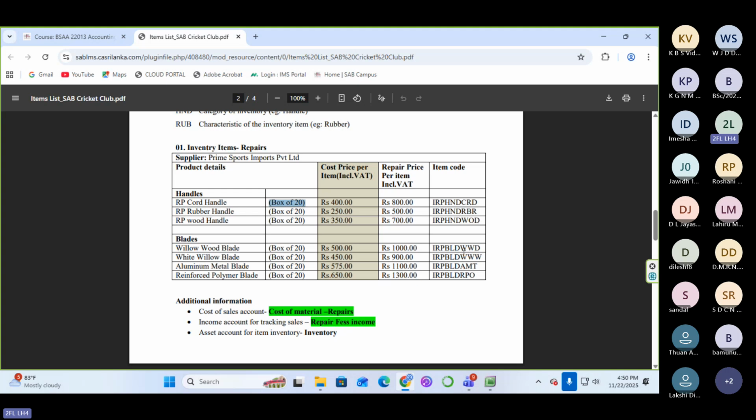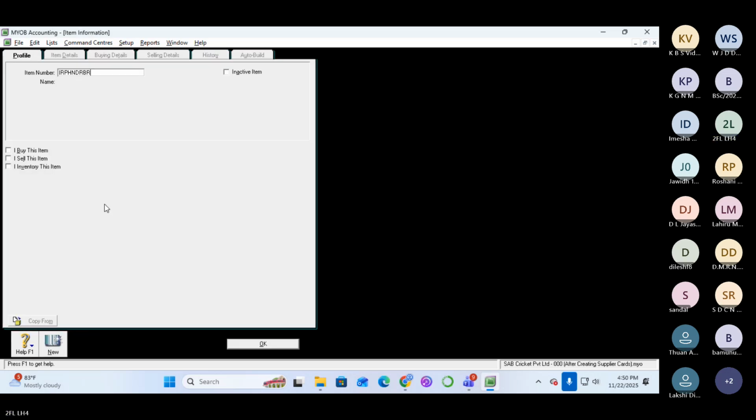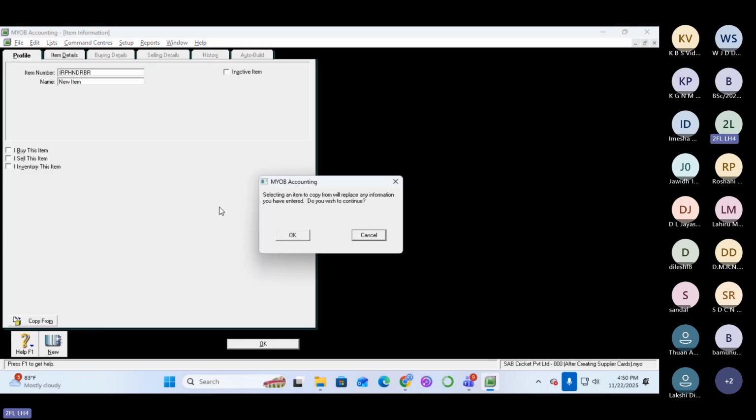Okay, so first create the handles. There are at least 3 types of handles. Then we'll take a break and then we'll create the 3 handles. I hope you can remember the technique I told you, copy from. You don't have to type everything, right? You can copy from another handle.